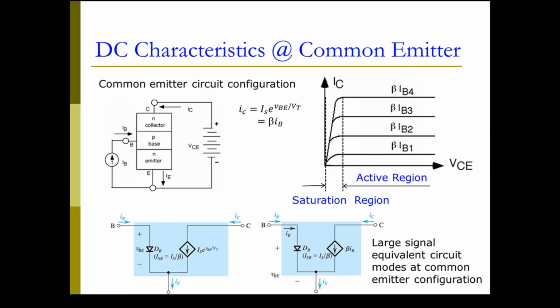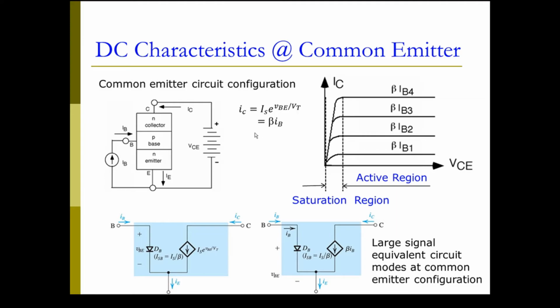To characterize the performance of the transistor, we can get IV characteristics. And here's an example of the common emitter IV characteristics. The horizontal axis is the voltage between the collector and the emitter, and the vertical axis is the collector current. We have different lines here. Each line represents a different base current. If we give a different base current, then it's going to be amplified by a factor of beta, and then give us the collector current. This is the NPN transistor.